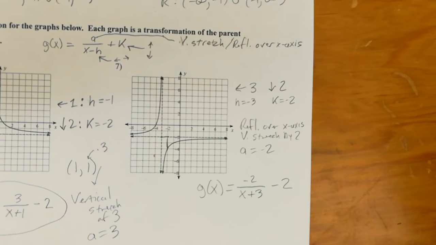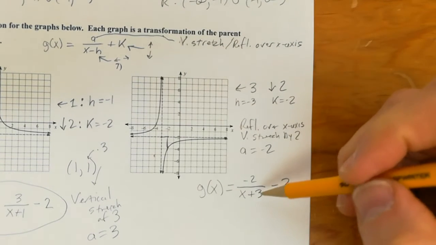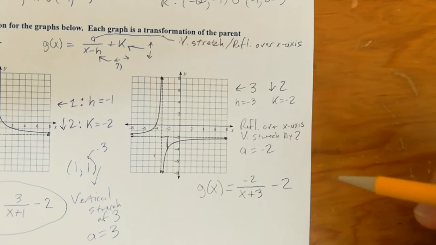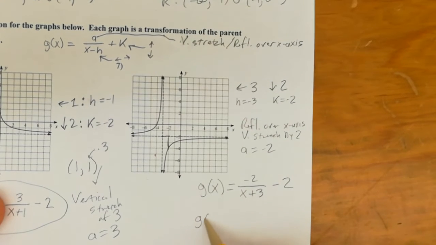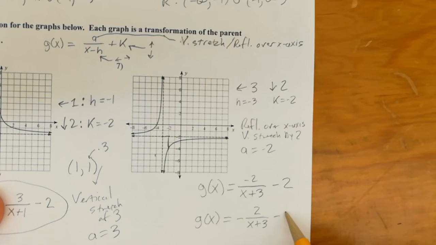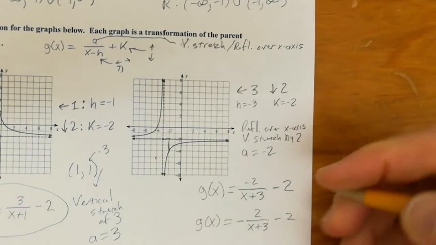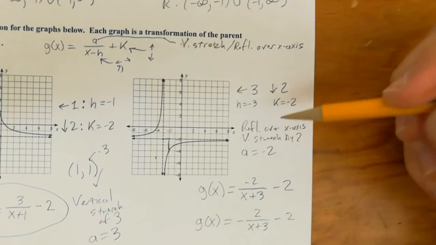Okay, so I got g of x equals -2 over x plus 3. By the way, a slightly more preferred way to write this is to put that negative out front. Really, both mean the same thing, but this is, I suppose, a little bit more preferred.